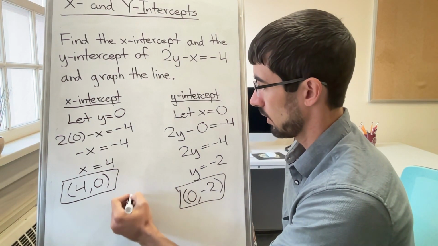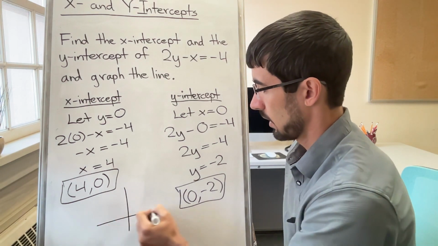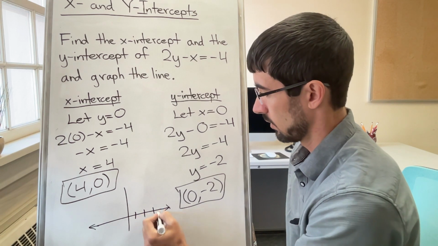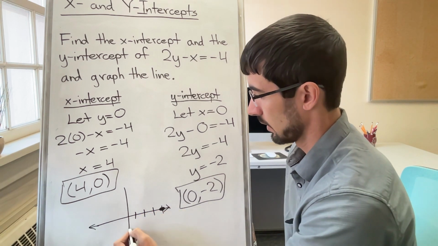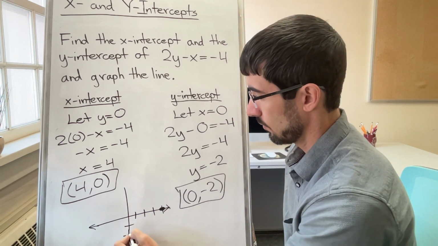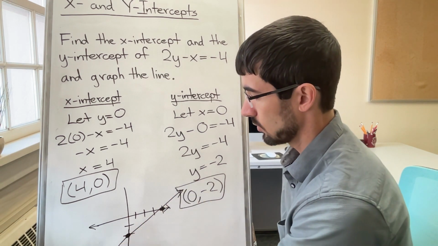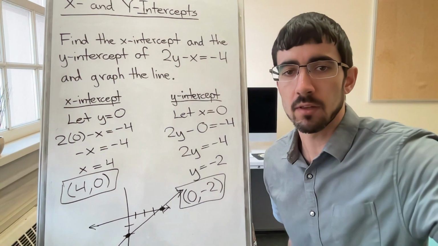Let's graph them on an xy axis. (4, 0) is right here. (0, -2) is right here. And I can connect those 2 points. I have the graph of the line.